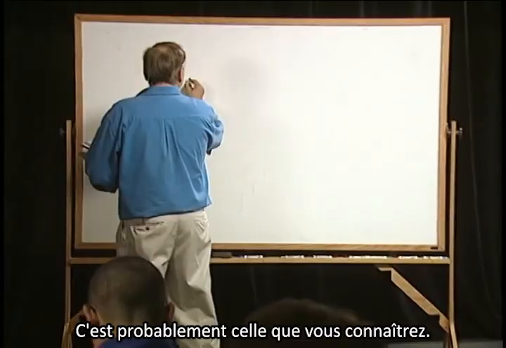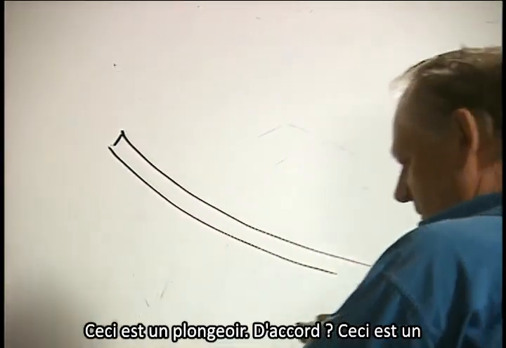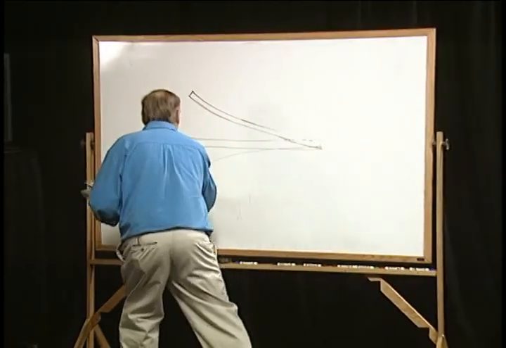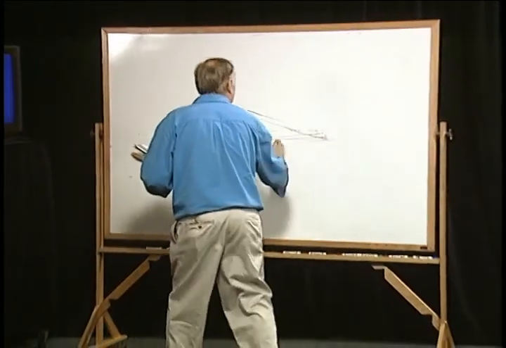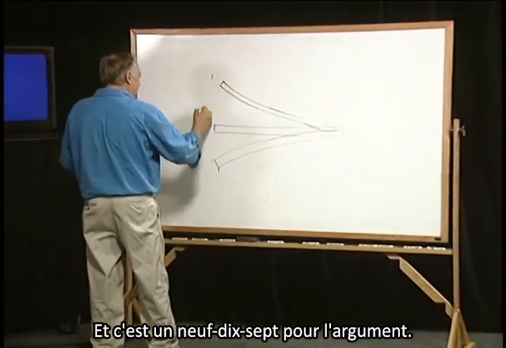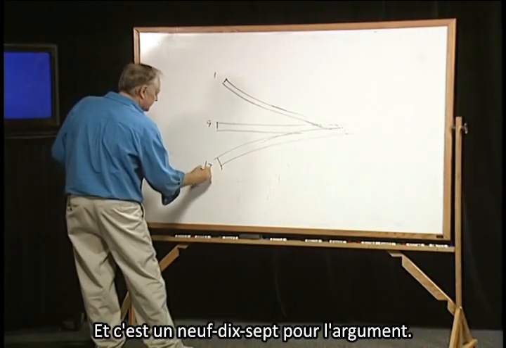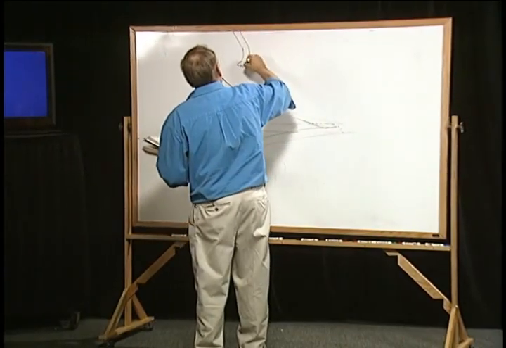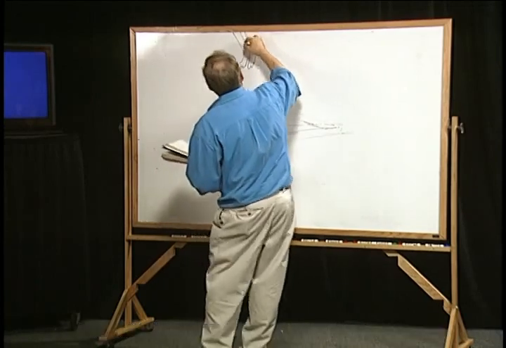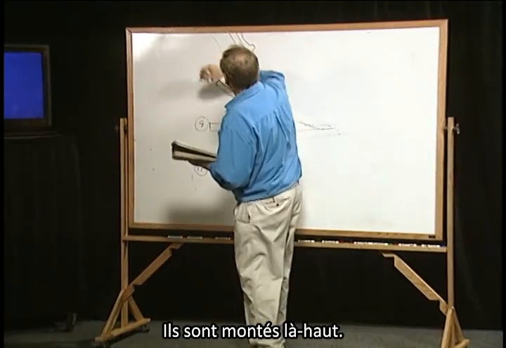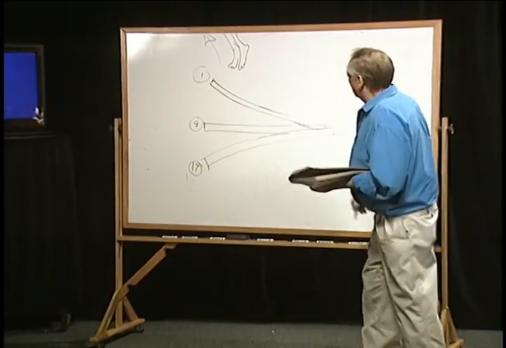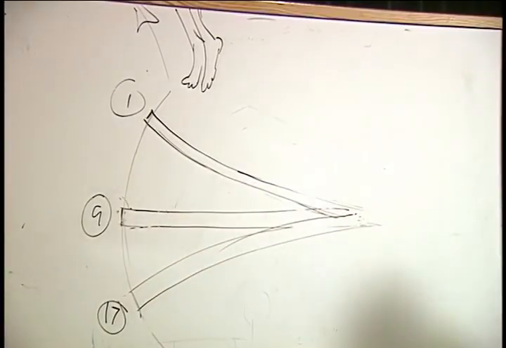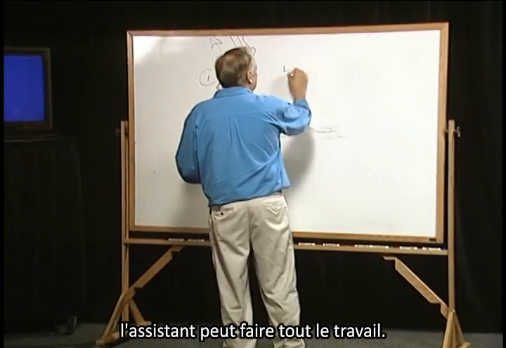This is the one you'll know, probably. This is a diving board, right? And that's 1, 9, 17 for sake of argument. And this is somebody's just dived off the diving board, right? They've gone up there. And that's the arc. And all you do, the assistant can do all the work.